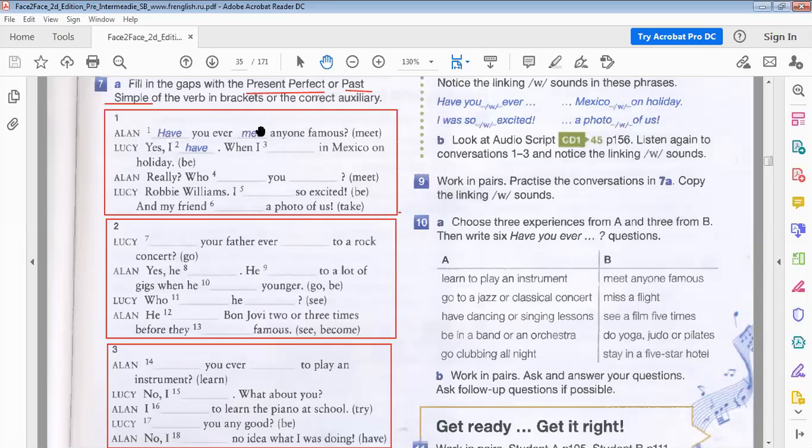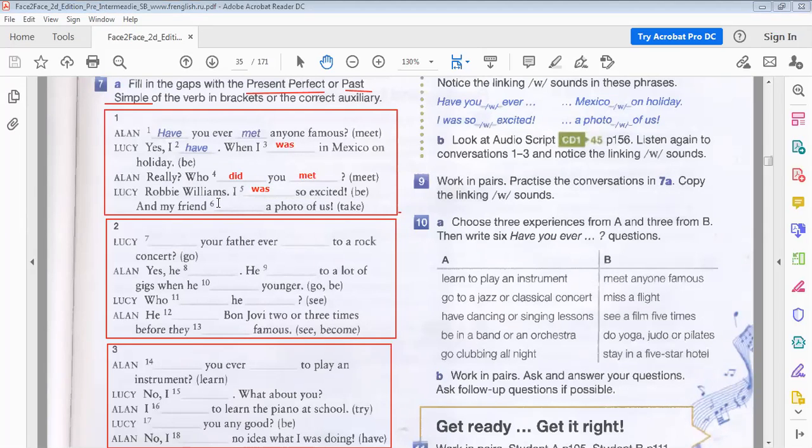Alan, Rashid, you can be Alan. Have you ever met anyone famous? Yes, I have. When I was in Mexico on holiday. Really, who did you meet? Is it met Robbie Williams? Who did you meet, Rashid? Met, M-E-T or M-E-E-T? M-E-T. Okay. Lucy? Robbie Williams. I was so excited, and my friend took a photo of us.